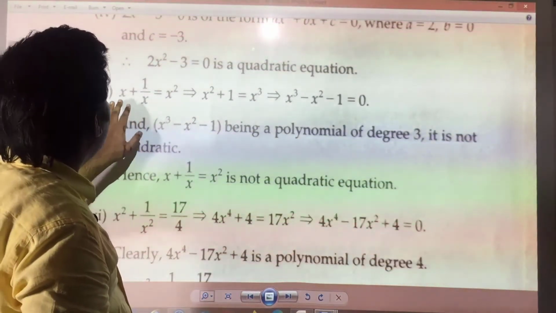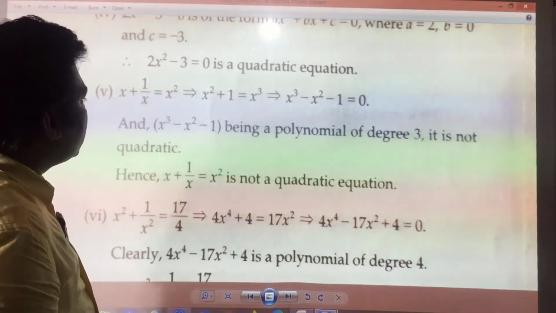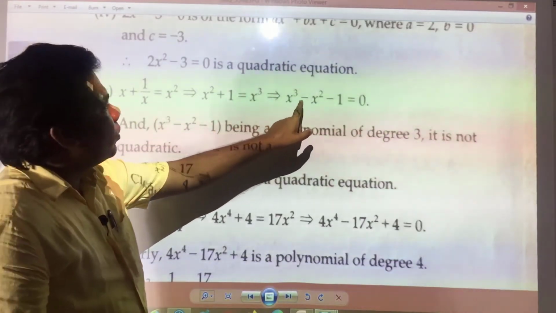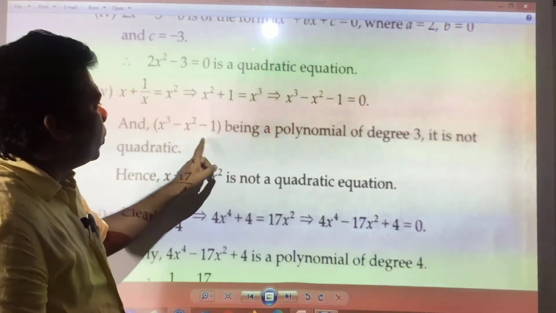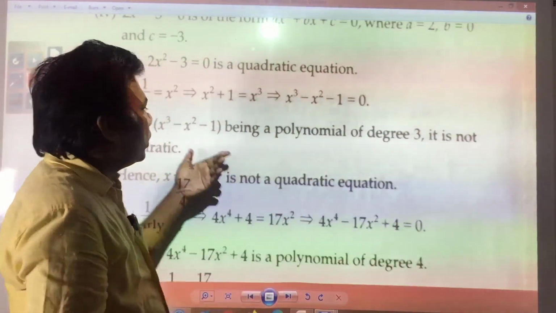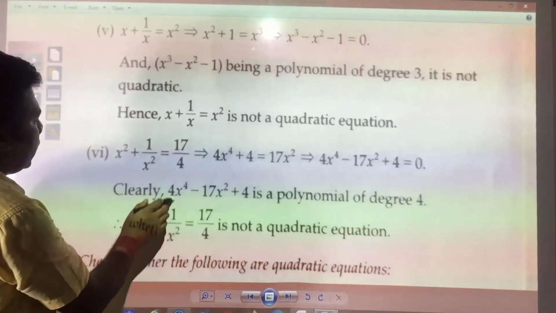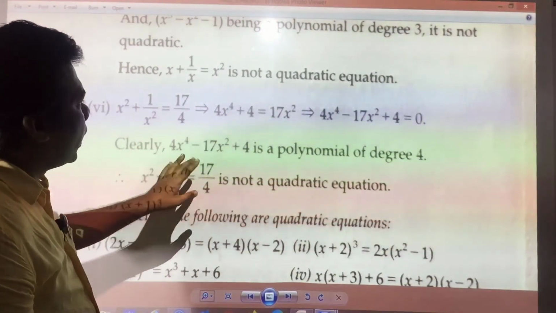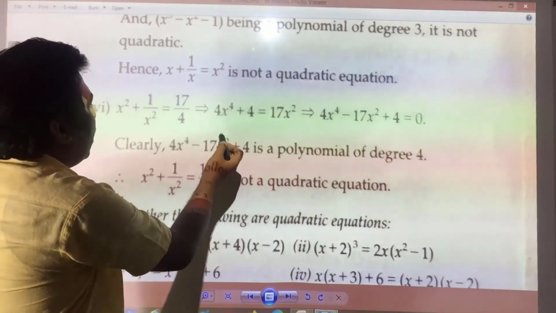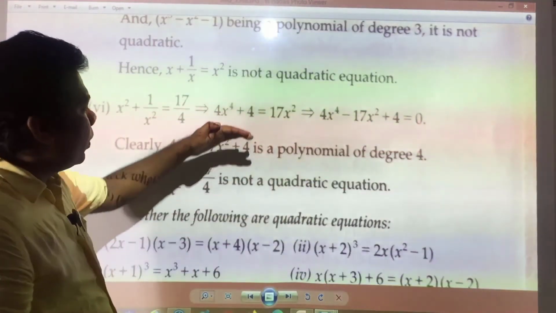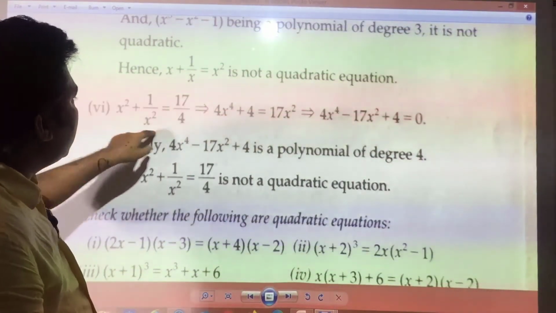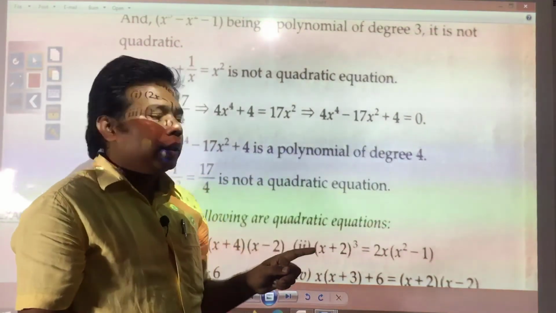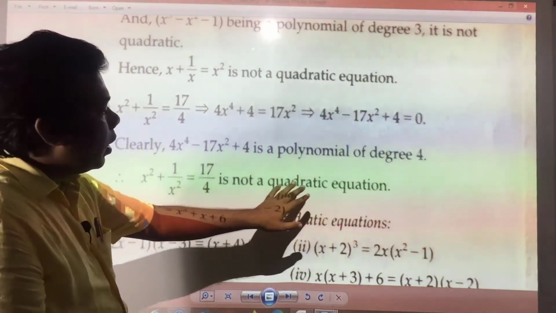Here you see, x plus 1 by x is equal to x square. If you simplify this, what do you get after simplification? x cube minus x square minus 1 is equal to 0. So, being a polynomial of degree 3, it is not a quadratic equation or quadratic polynomial. Next, x square plus 1 by x square is equal to 17 by 4. Again, you see, this is a polynomial of degree 4. If this equation is simplified, what will you get? 4x to the power 4 minus 17x square plus 4 is equal to 0. So, this is not a quadratic equation.